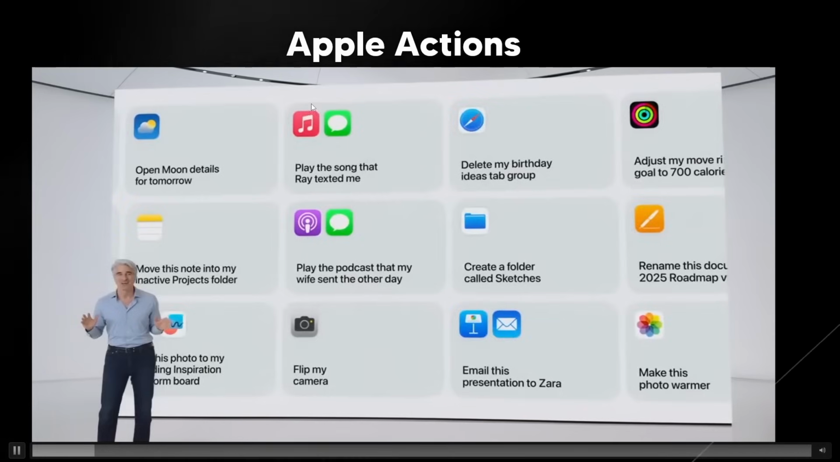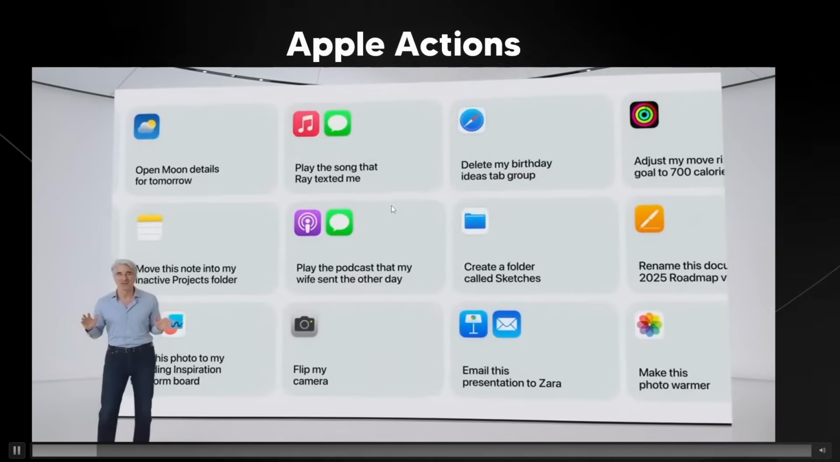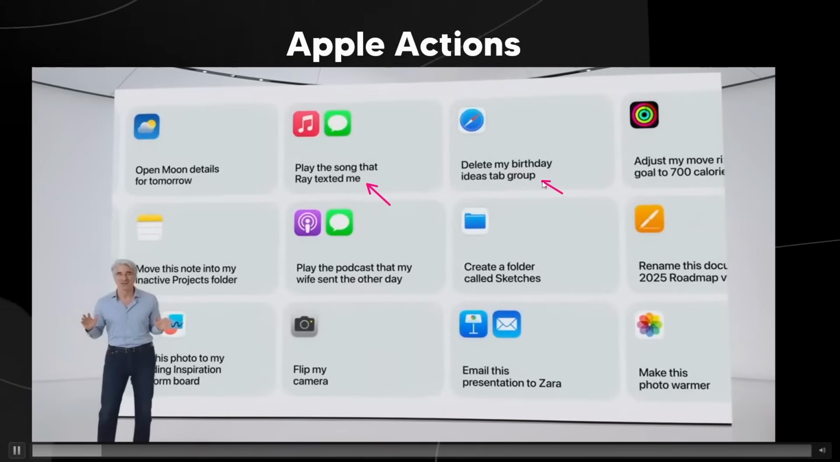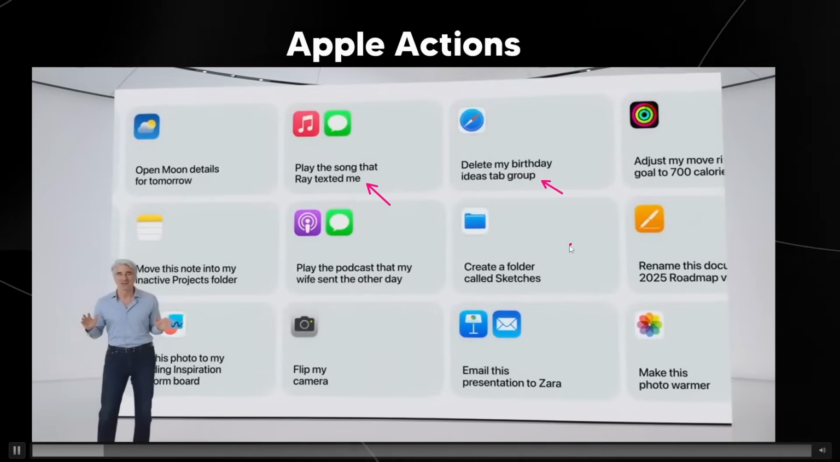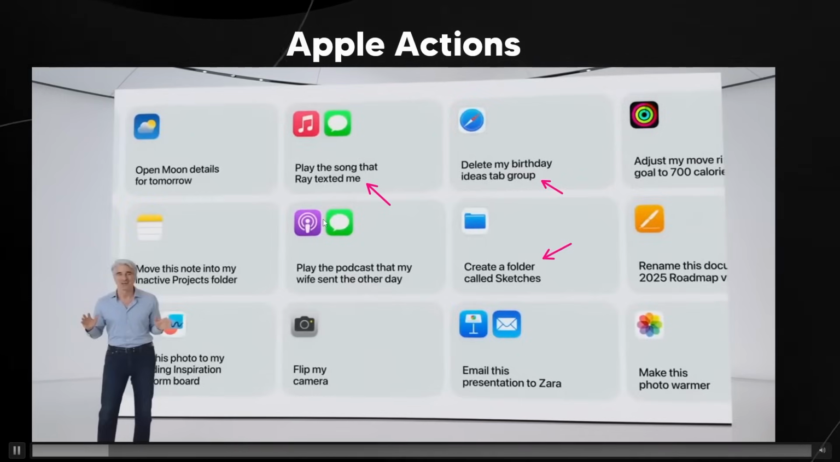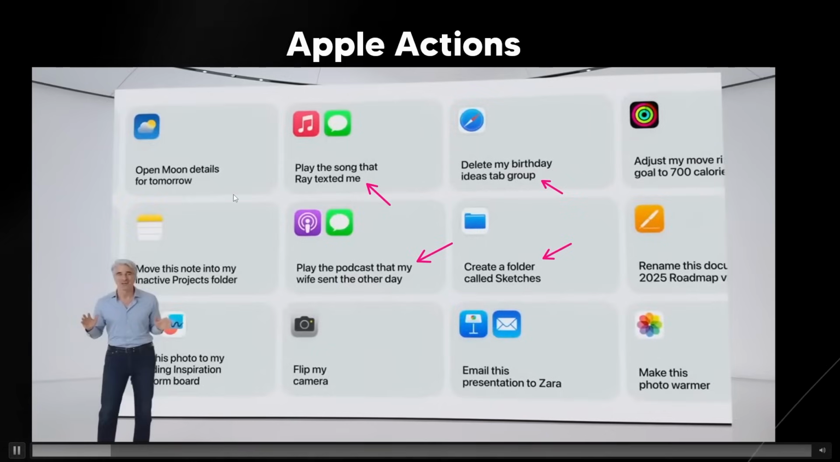So you can see here that you could essentially just say, read the song or play the song that Ray texted me, delete my birthday ideas group tab, create a folder called sketches, flip the camera, email this presentation, play the podcast my wife sent to me the other day.